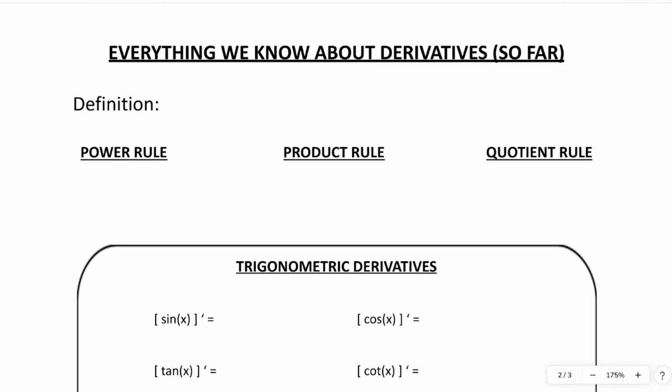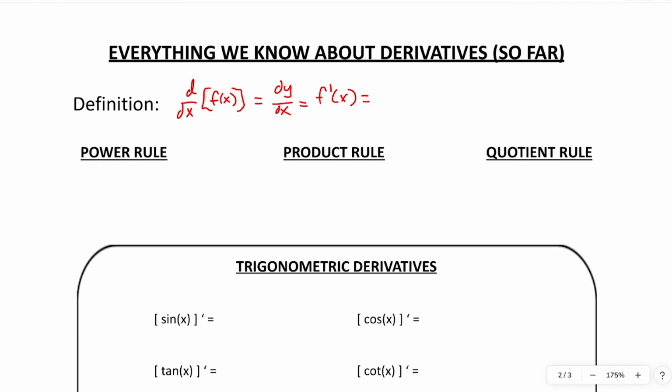Well, there's a couple different ways we could write derivative. First of all, we could call it d over dx of f of x. We could call it dy over dx. We could call it f prime x. All those things mean the same thing. They're just different notations for the derivative.